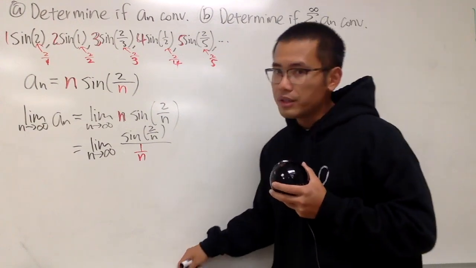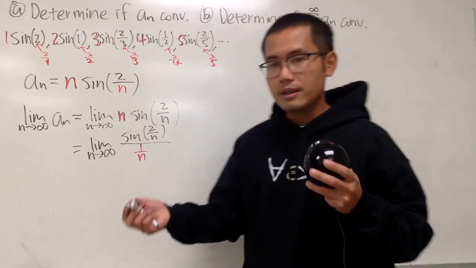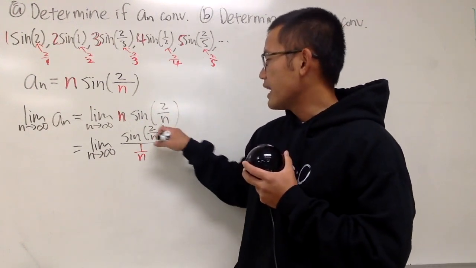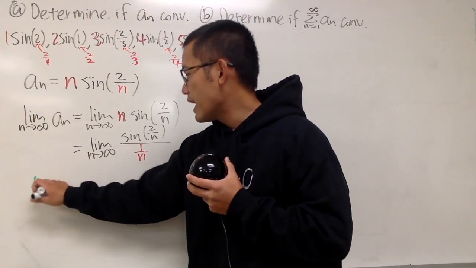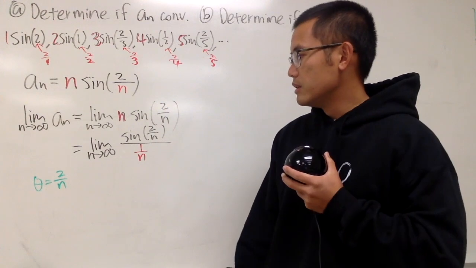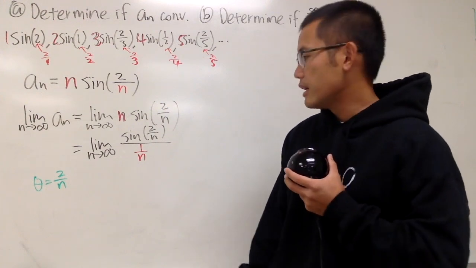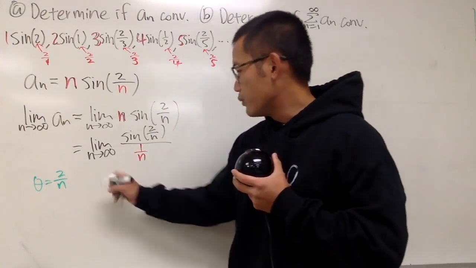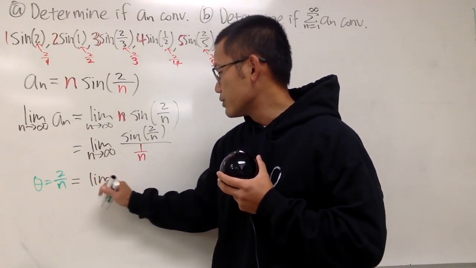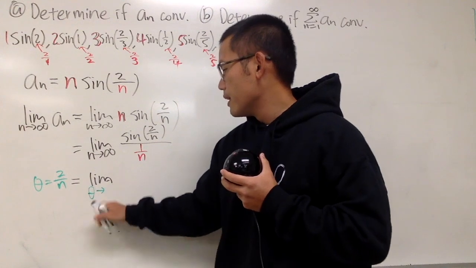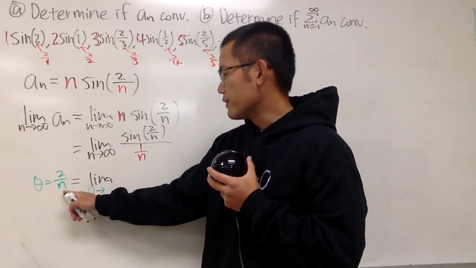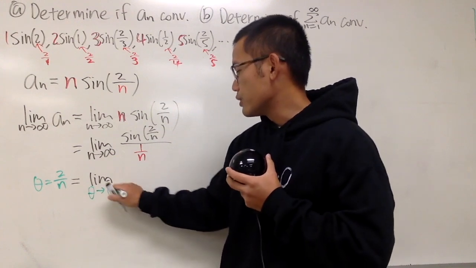Now, for this one, what we're going to do is just do a substitution. So, let's put a theta inside. So I would say that theta equals 2 over n, like this. So that's pretty much the idea. And then we will just see that if theta is equal to 2 over n, we get the limit as theta goes to 0. Because when n goes to infinity, 2 over infinity is 0, so theta is going to 0.